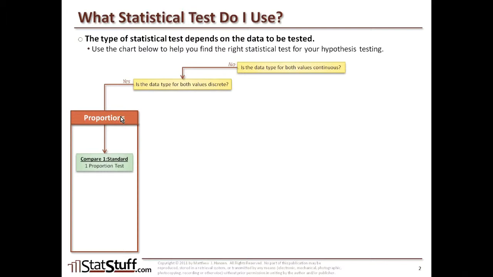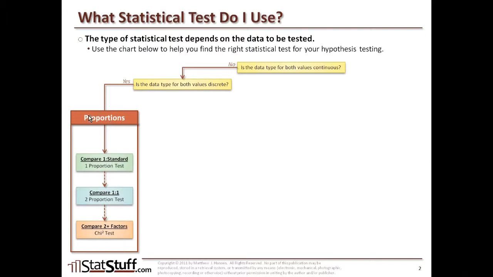Again, this is when we have both values, the x and the y, that are both proportions and both discrete values. When we're comparing one type of value, one metric, to a standard, like a target or a goal, we're going to use the one proportion test. But if we're comparing two groups, like one thing to another thing, to different areas, regions, locations, or two different types of products, then we're going to use a two proportions test. But if we have multiple factors that we're using, then we're going to use a chi-square test.